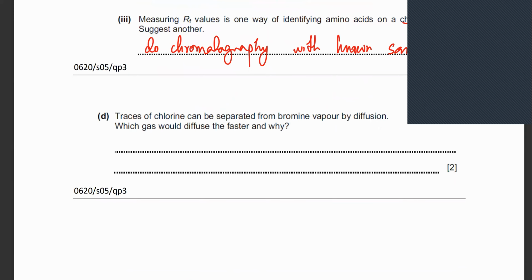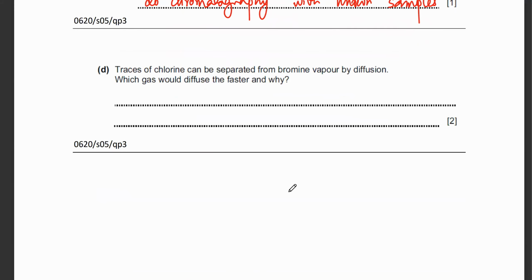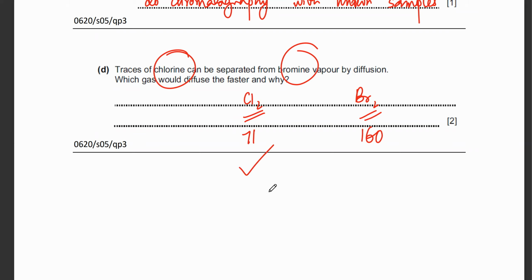So next, again he's asking which gas would diffuse faster. We've already done that. There's chlorine and there's bromine. The lighter gas would diffuse faster. In the periodic table, this is 35.5 plus 35.5, that's 71. This one is 80 plus 80, so that's 160. So this one is a lot lighter, so it travels faster.